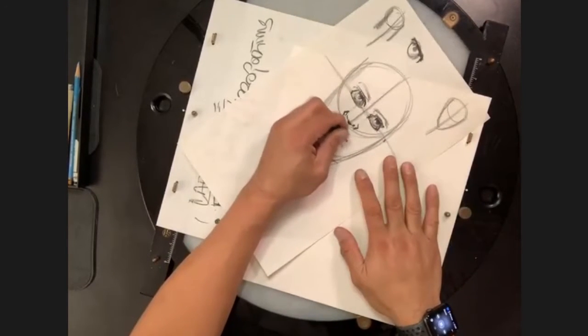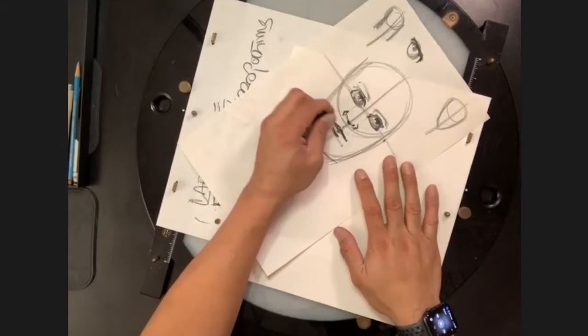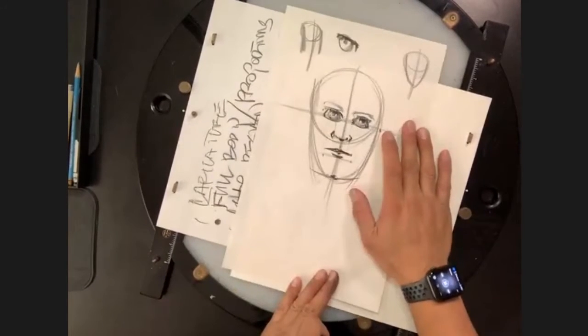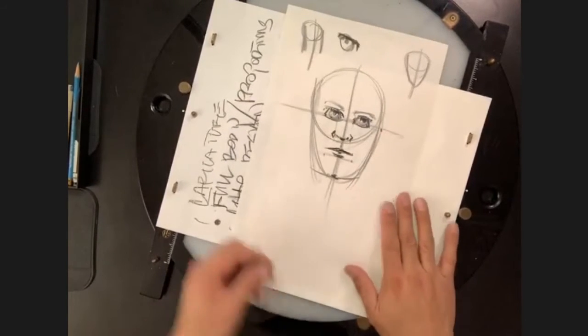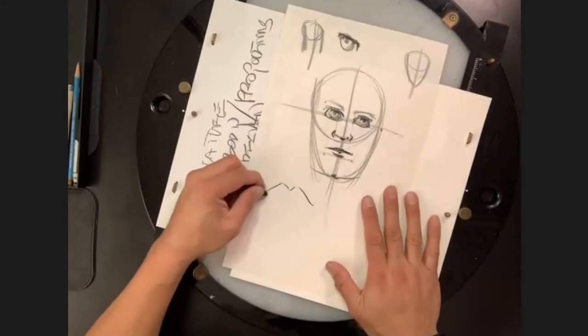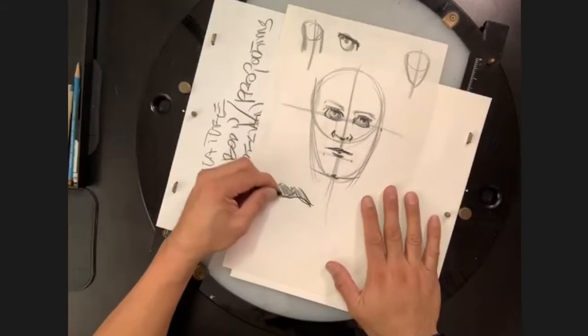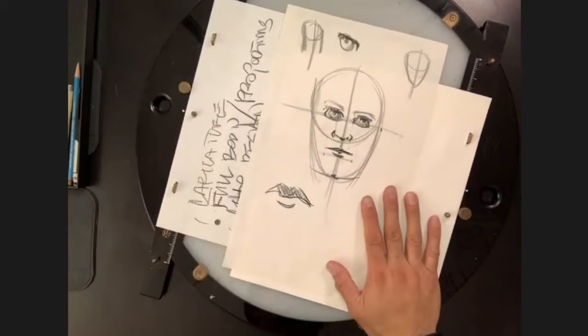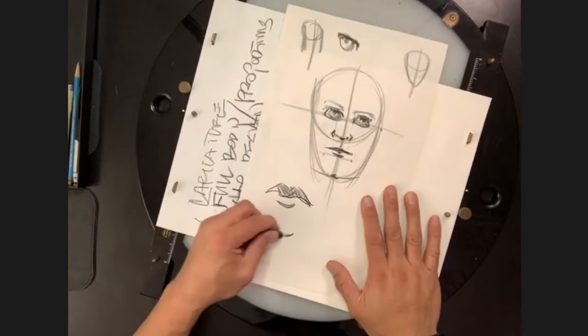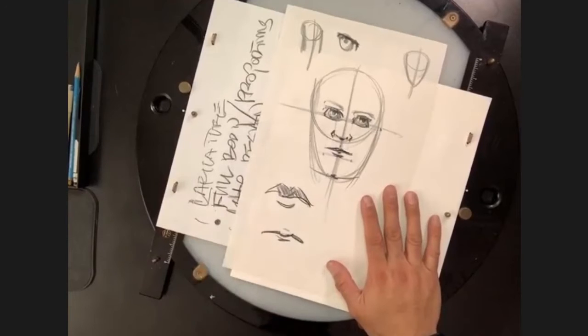Depending on your character, you can make small, tight lips. If you're making a female character, you can make big, curvy lips, if that's what you're going for, or if you want someone being serious, small and tight.